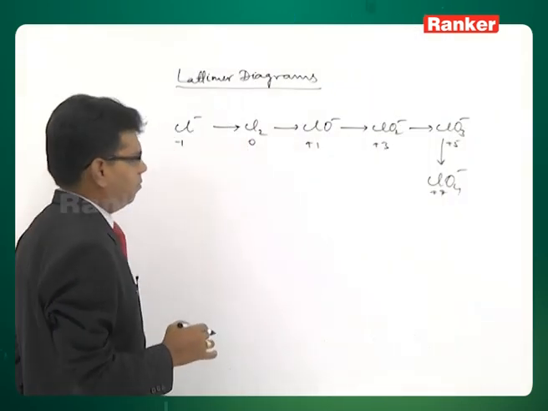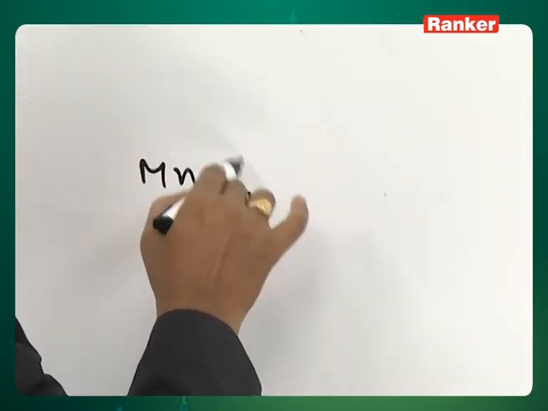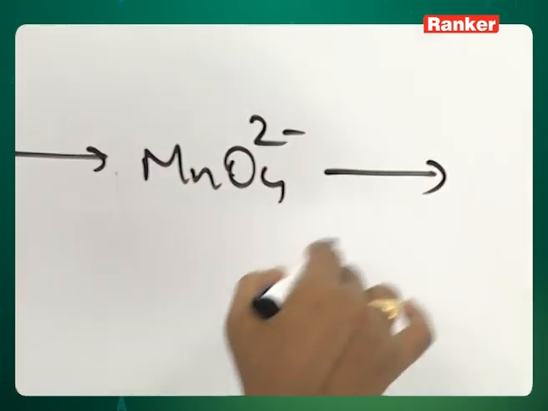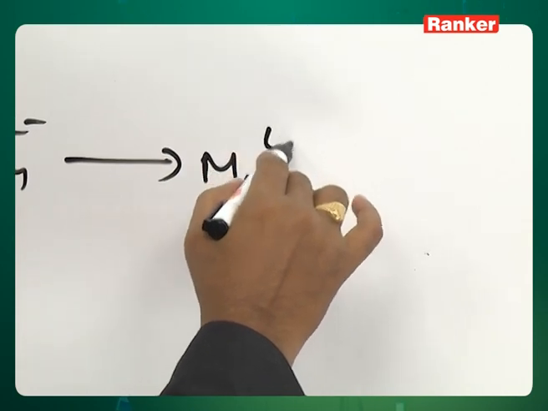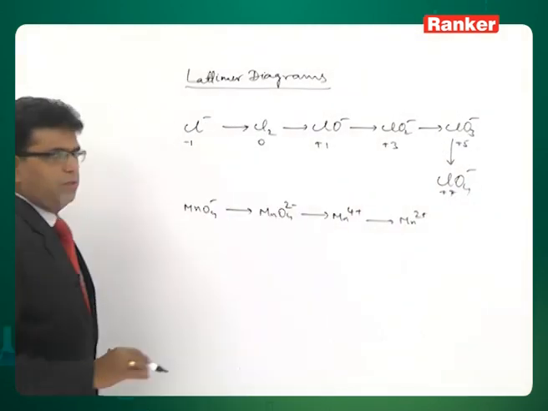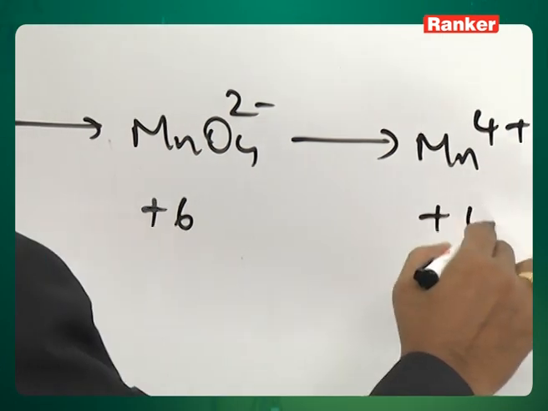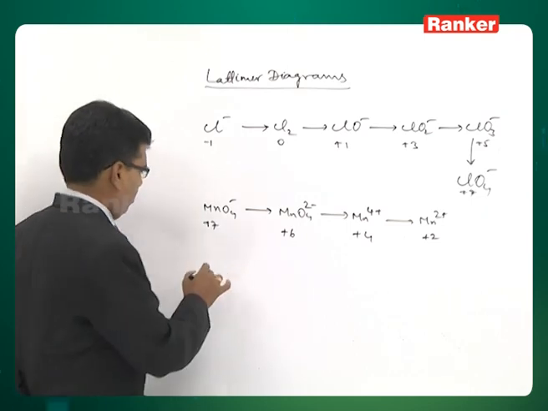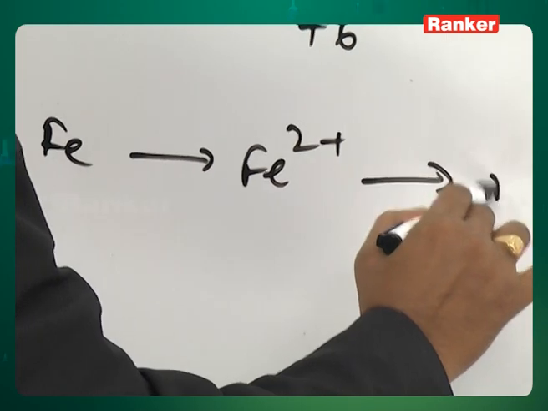And also we have, these are all of course oxidations, permanganate to manganate, manganate to Mn4, Mn4 to Mn2 plus. In this sequence the oxidation states are plus 7, plus 6, plus 4, plus 2. So, like this, and iron to Fe2 plus, Fe3 plus.